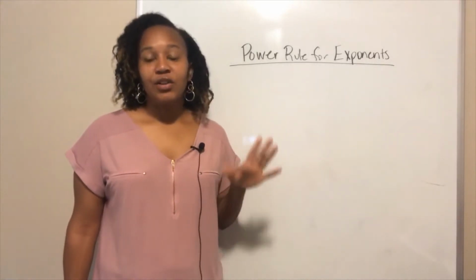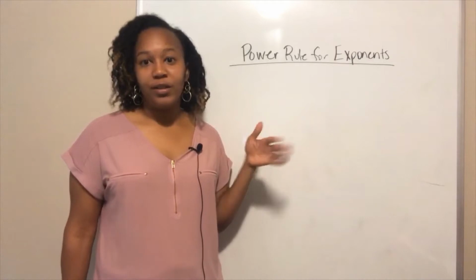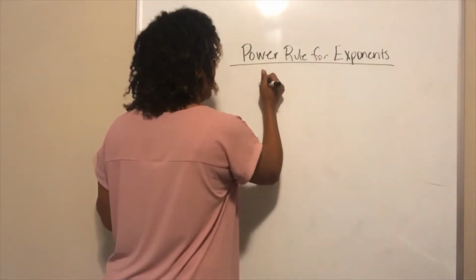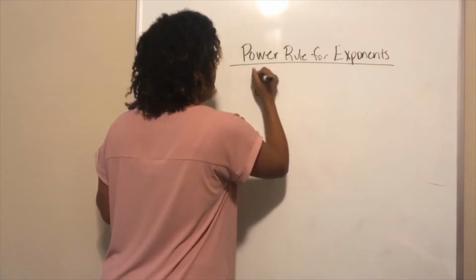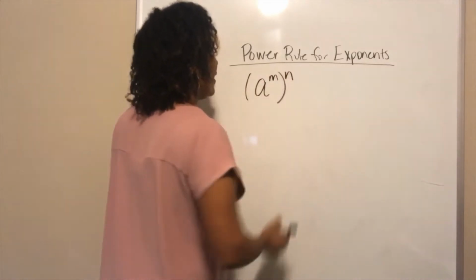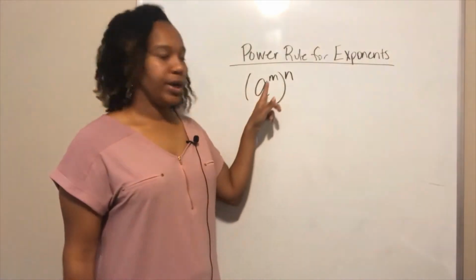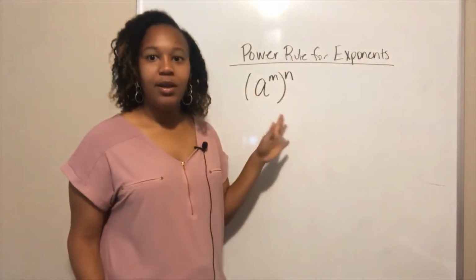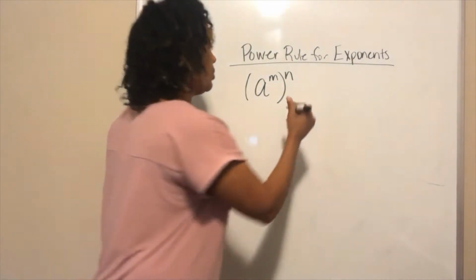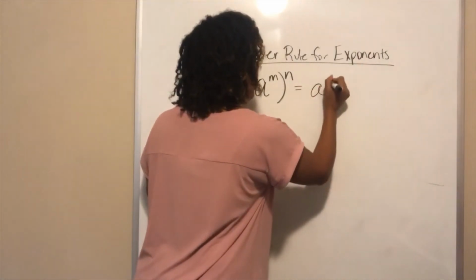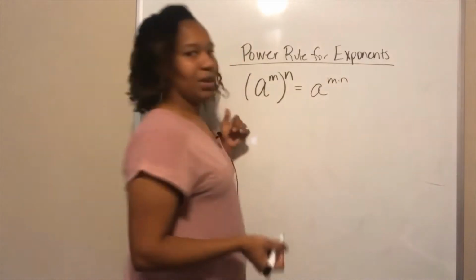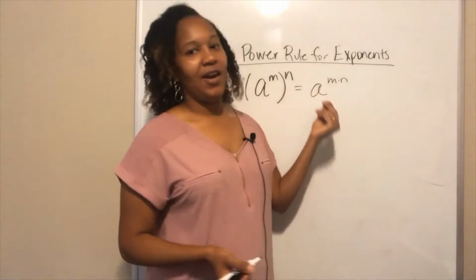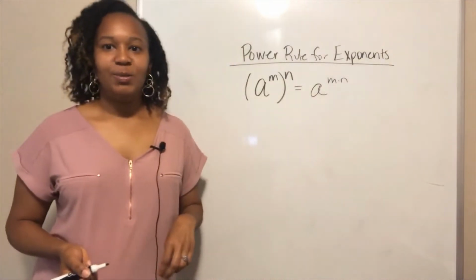All right, so the first thing we want to talk about is the power rule. Now there's different versions of the power rule we're going to talk about. The first version looks like this. And this says if I have some base raised to some exponent and I take that whole thing and raise it to another exponent, then I can combine those two exponents by, drum roll, multiplying the exponents. So I will multiply the m and the n, and then that's how I can combine those exponents.